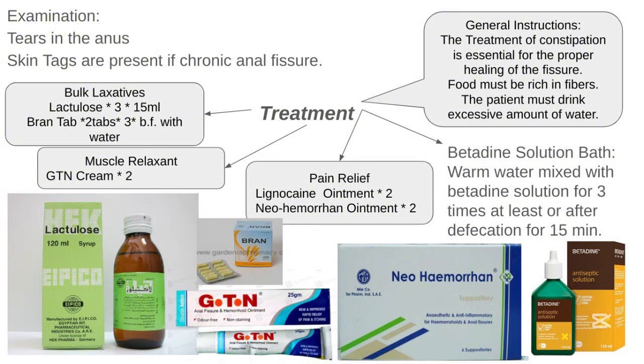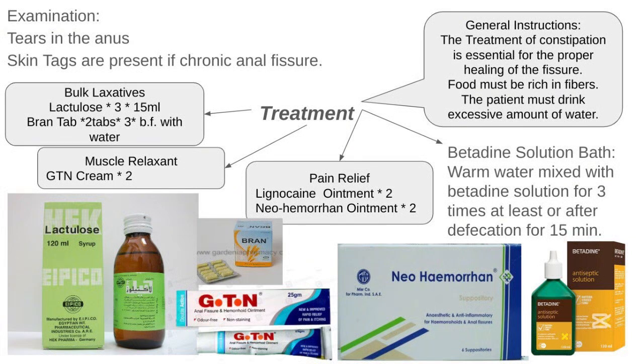Stool softening options. We are terrified of constipation because constipation is the primary cause and must be treated aggressively. Therefore, we use bulk-forming laxatives. We use lactulose syrup, 15 milliliters, twice or maybe 3 times daily. It helps in retaining water in stool and softening it.